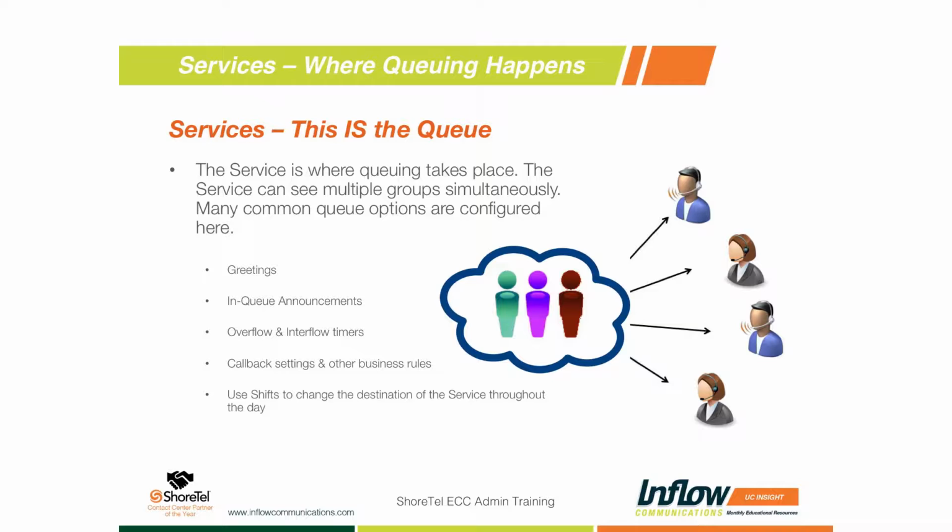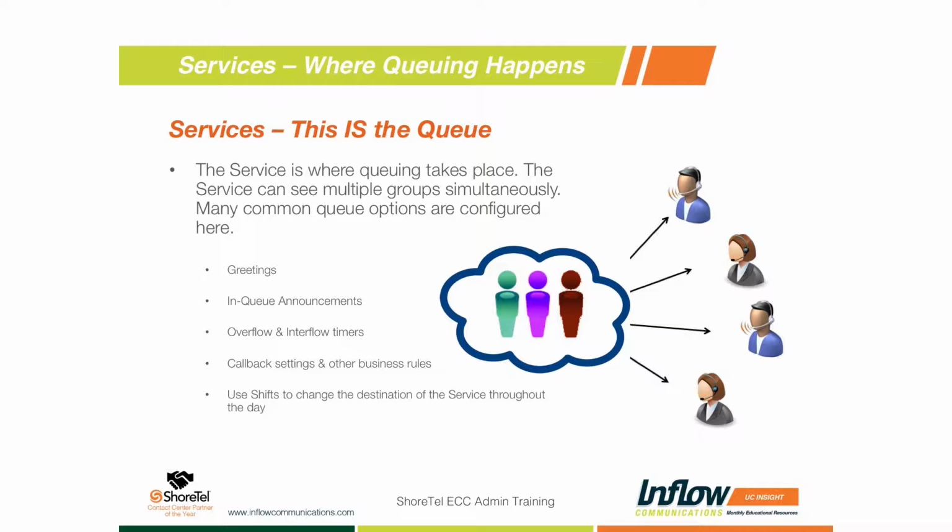30 seconds later, if the overflow timeout lapses, the call rolls to group B, and the net result is that I no longer have access to group A in that scenario, and that's just too critical for a contact center. I need to be able to see what is going on across those groups, because what happens if an agent becomes available in group A a split second after the overflow timer elapsed? So many of the common queue options are configured here in the service, and I'll show that to you.